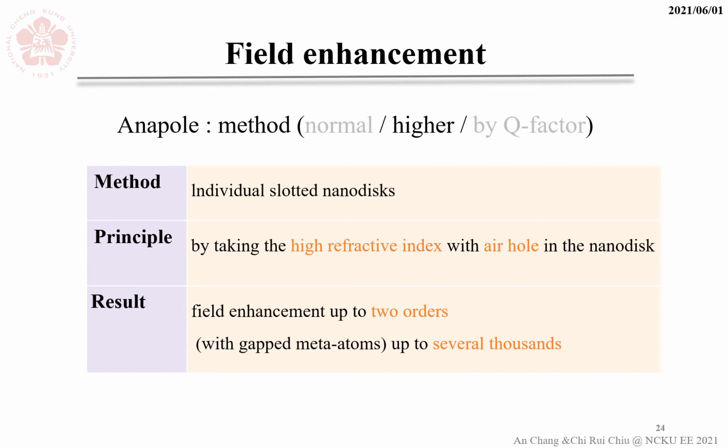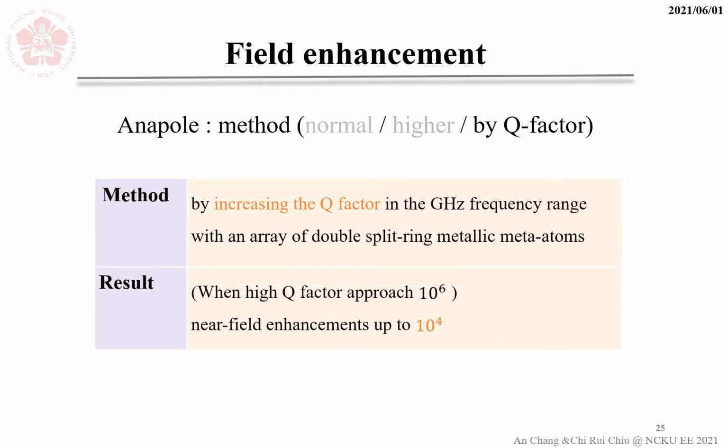The enhancement was improved by taking advantage of the high refractive index of the material by designing an air hole in the nanodisk. Field enhancement in a high-index dielectric metasurface with gap meta-atoms at the anapole can reach up to several thousands. The quality factor, Q factor, governs the performance of any resonating structures. The idea is to increase the Q factor. When a high Q factor approaches 1 million, near field enhancements can reach up to 10,000 times.